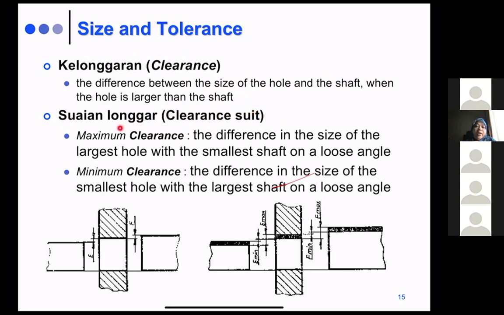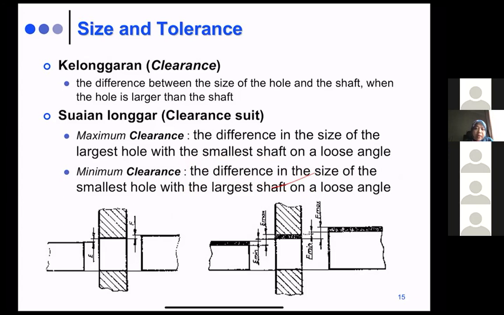Okay, so it is divided into the maximum clearance, or the difference in size of the largest hole with the smallest shaft on a loose angle, and the minimum clearance, which is the difference in size of the smallest hole with the largest shaft on the loose angle.